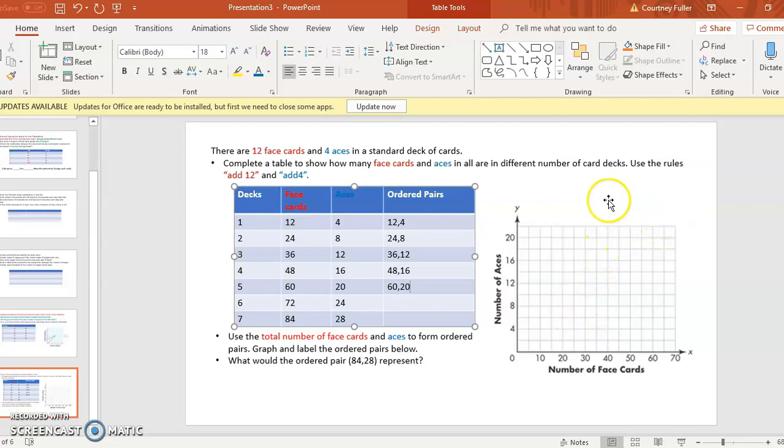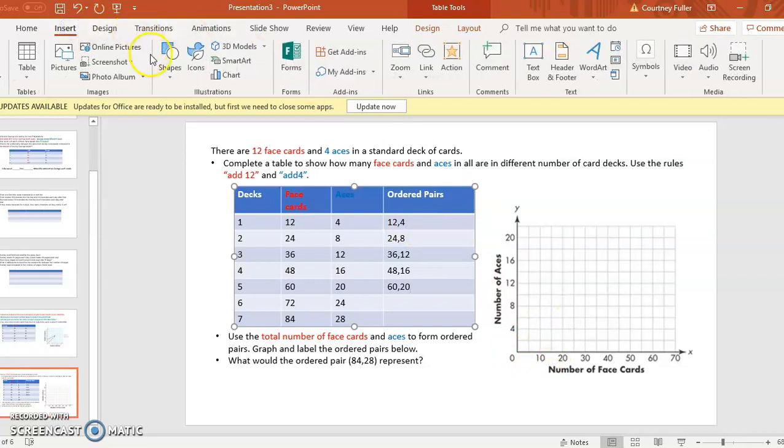Okay, bear with me because graphing ordered pairs on this platform is going to be a little bit difficult. Alright, the first one that we are going to graph is 12, 4. So we are going to go over 12 and up 4. As I said, we're going to go over 12 and up 4.